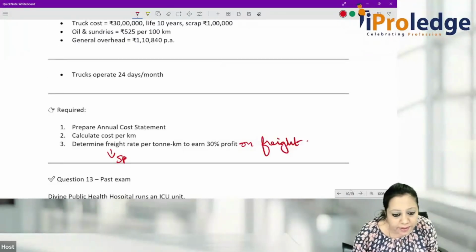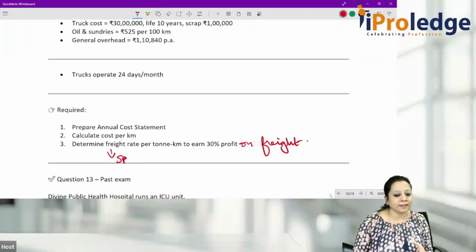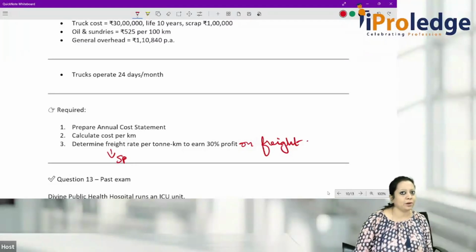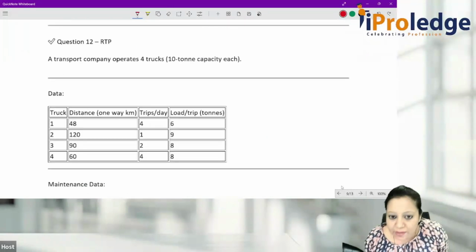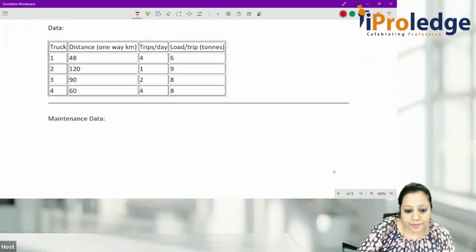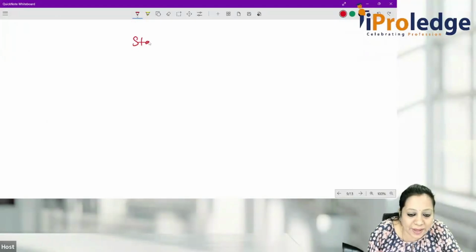So first of all, they want what? Annual cost statement. Let us prepare that. Then we will find cost per kilometer. Then 10 kilometers, like that we do. Yes. So it looks easy, but when you do it, I'll tell you where are the traps. Yes. So statement of annual cost.